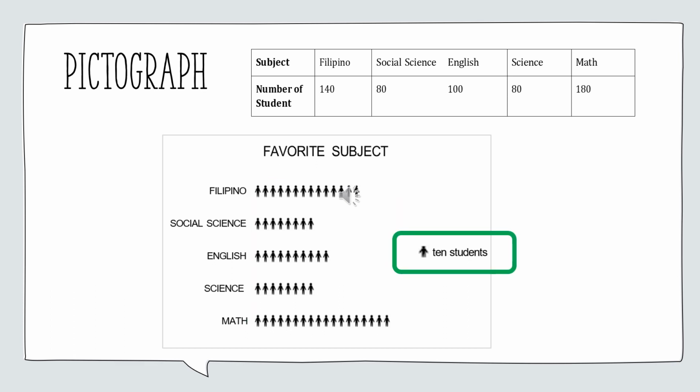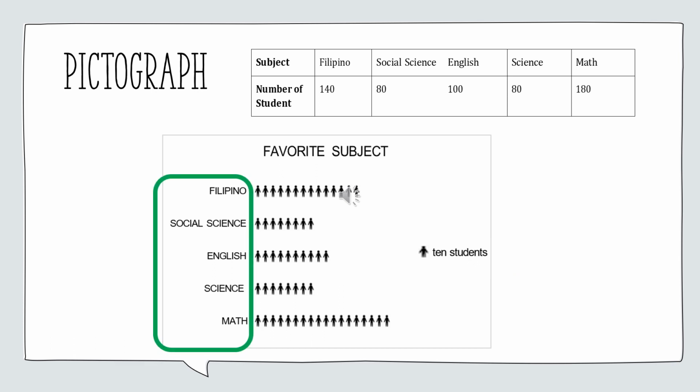Next is the key. A key is often included in a pictograph to indicate what each symbol or image represents. The key is used to find the frequency of the information the graph depicts for a particular category. The key or numerical value must be written along with the pictograph.